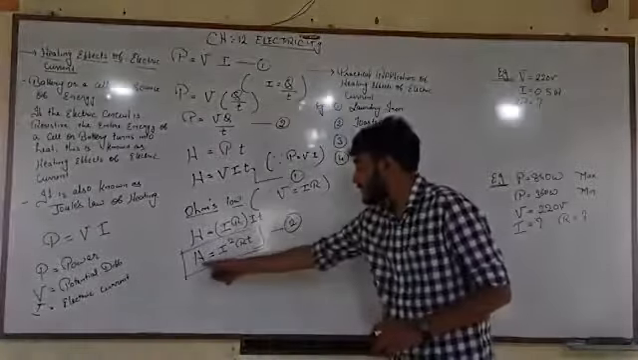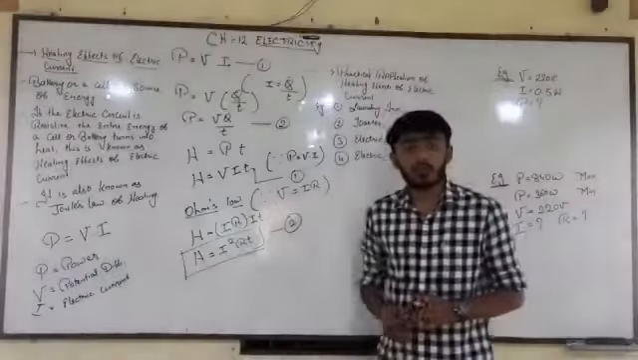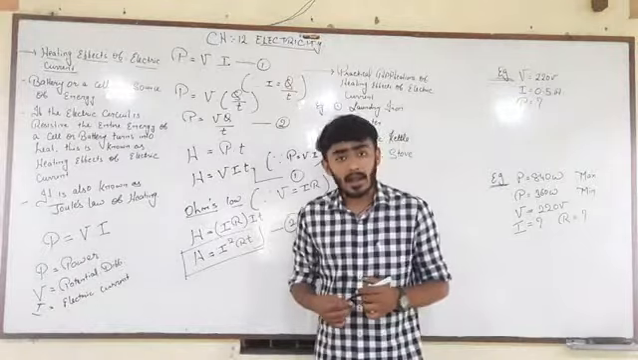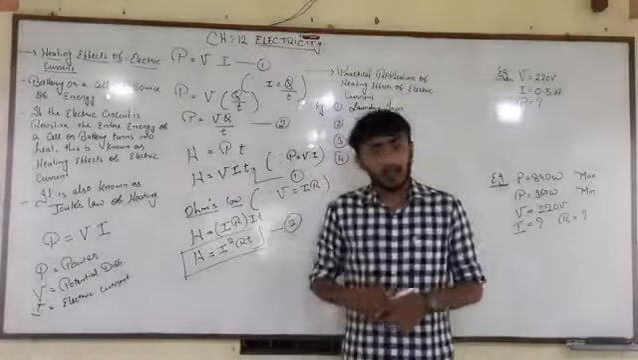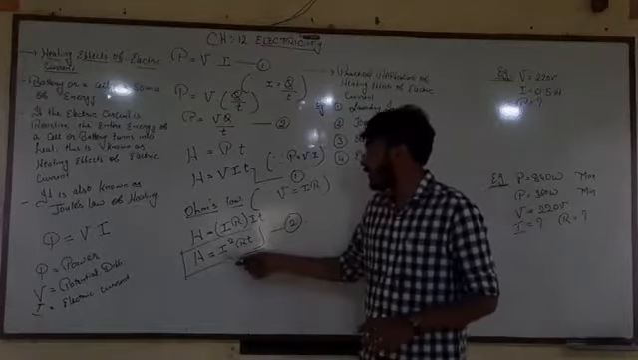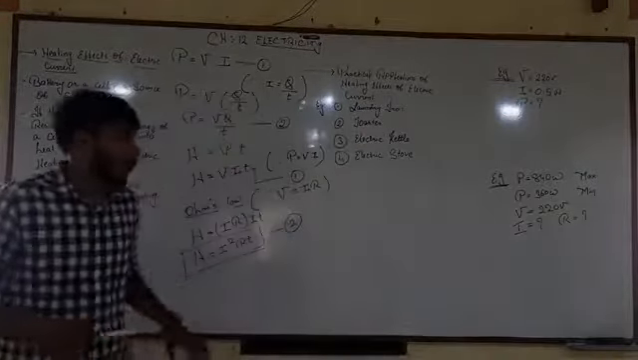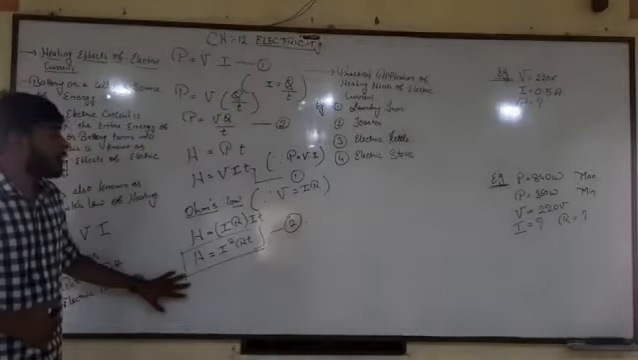Where H is equal to I square R T. That we will see, what is the general formula and the SI units of heating effects of electric currents. I hope you are clear with this, students.